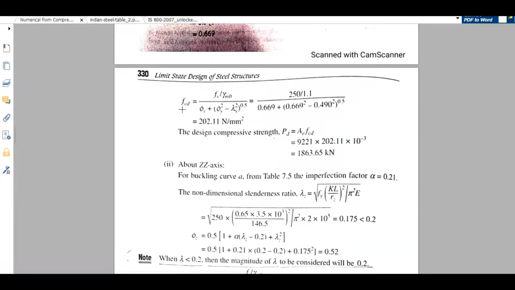Then just put the values in this equation for FCD, and directly get the answer FCD. Now this design compressive strength is equal to PD, AE into FCD, right? So AE, and FCD is also this amount. Just multiply this and 10 to the power minus 3, so in kilonewton, you will get the answer. Now about the ZZ axis.